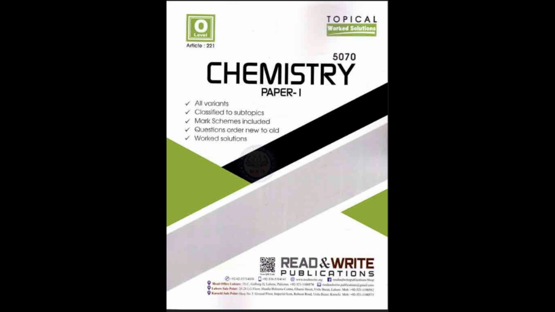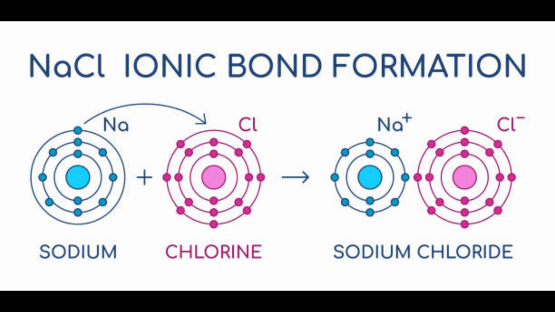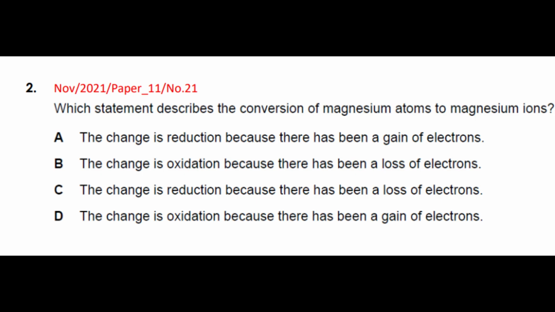This video will explain the past paper questions from the topic ionic bonding. Let's start the first question. First question says, which statement describes the conversion of magnesium atom to magnesium ion?